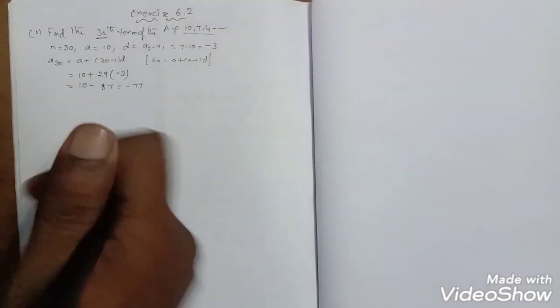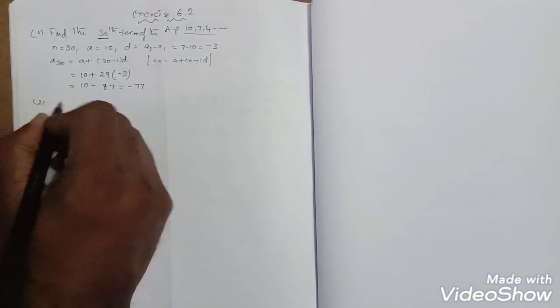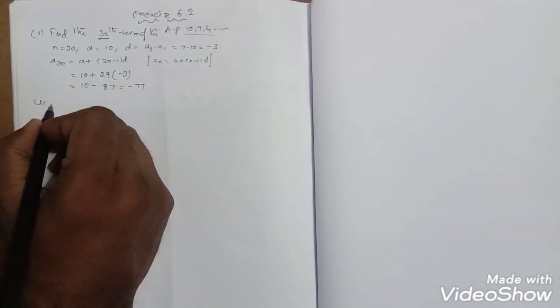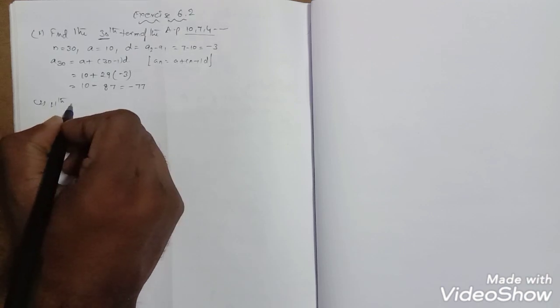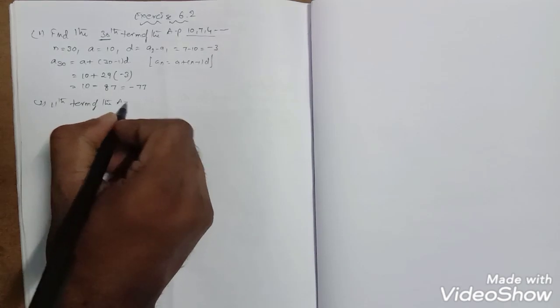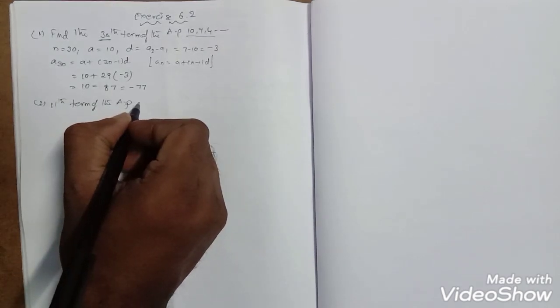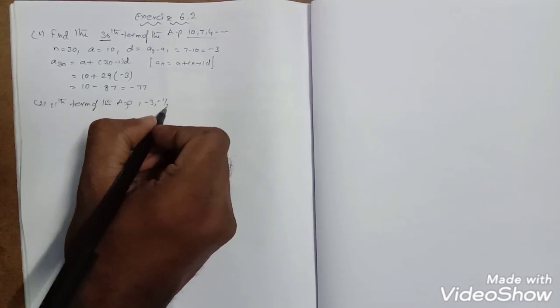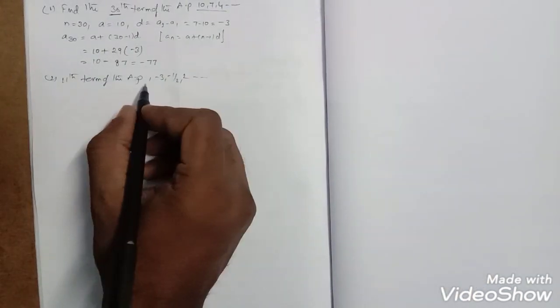So after getting the first one, next coming to the second question. The second question is given as find the 11th term of the arithmetic progression where the series is given as minus 3, minus 1 by 2, 2 and so on. Right, so here you have to find the 11th term of the series.